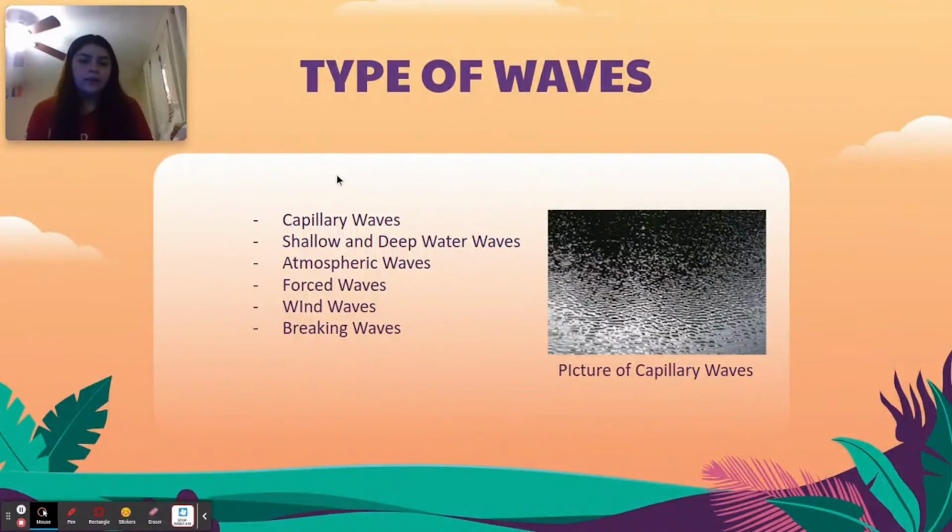The different types of waves. We have capillary waves, shallow and deep water waves, atmosphere waves, force waves, wind waves, and breaking waves. And this right here is a picture of a capillary wave. And there are more waves, but these are the basic ones that you should know about ocean waves.